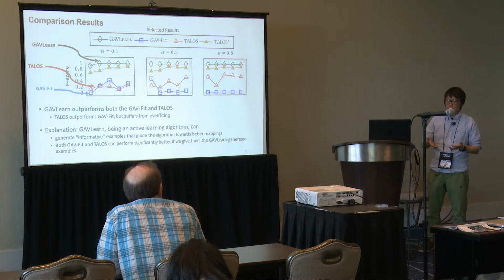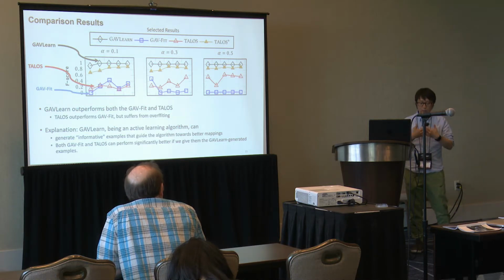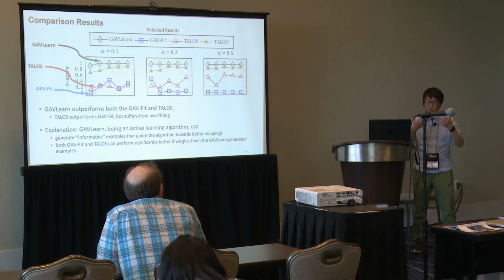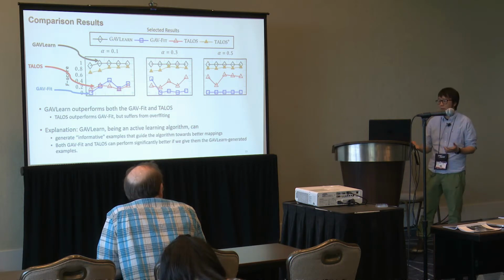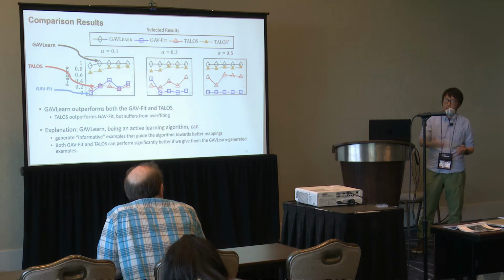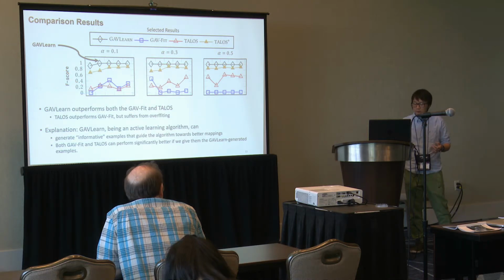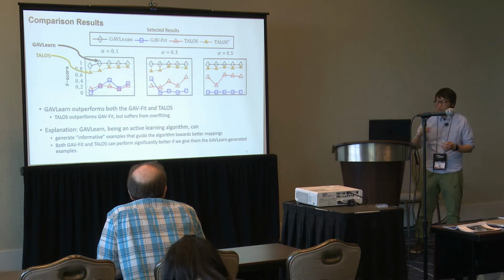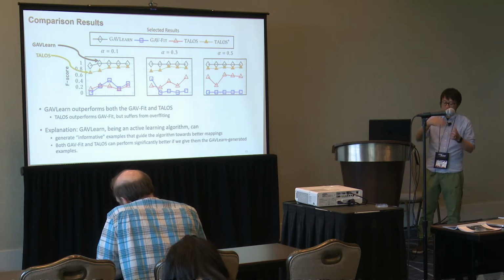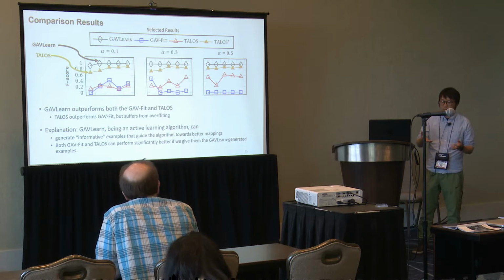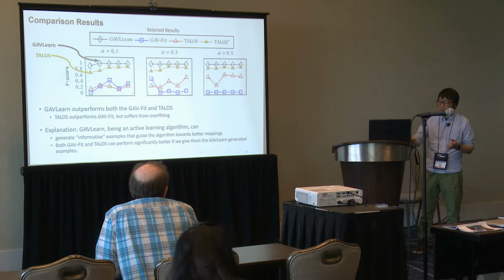To verify that, we did an additional experiment where we give GAV-fit and Talos the examples generated by a run of GAV-learn. And here are the brown lines, which show the F-score of the mappings returned by the modified version of Talos.